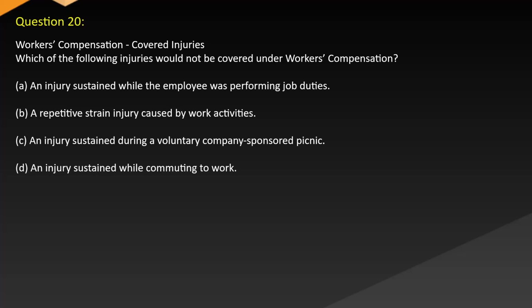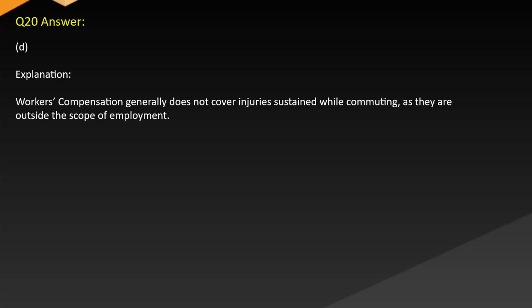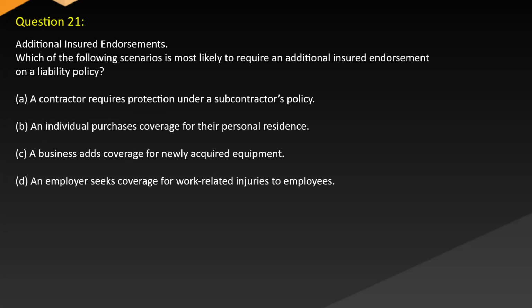Question 20. Workers' compensation. Covered injuries. Which of the following injuries would not be covered under workers' compensation? A. An injury sustained while the employee was performing job duties. B. A repetitive strain injury caused by work activities. C. An injury sustained during a voluntary company-sponsored picnic. D. An injury sustained while commuting to work. Answer D. Explanation. Workers' compensation generally does not cover injuries sustained while commuting, as they are outside the scope of employment.